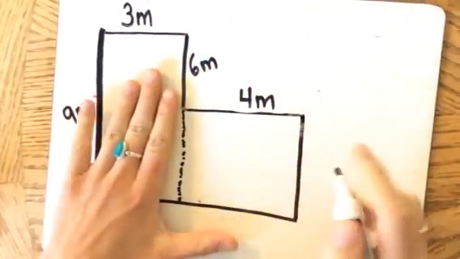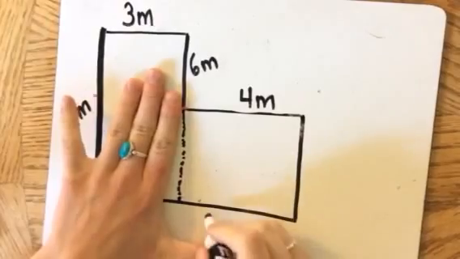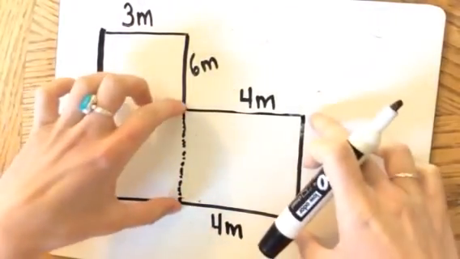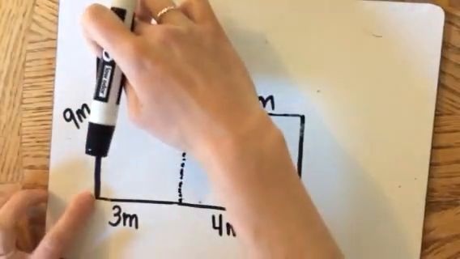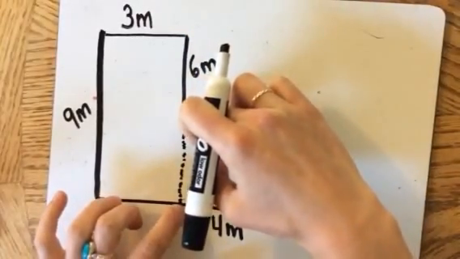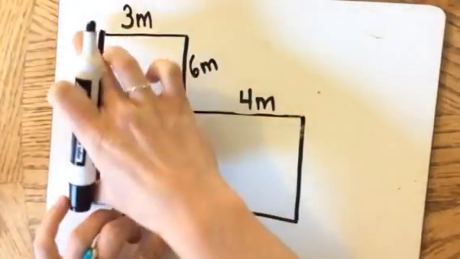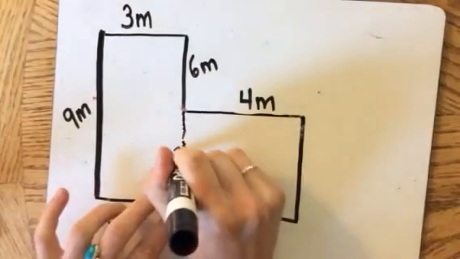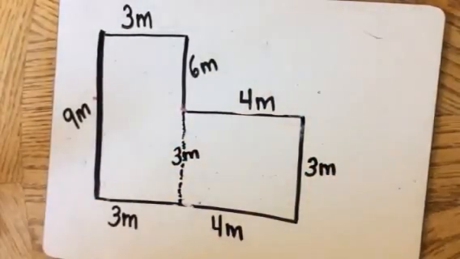And we know this one is 4 because if I just look at this rectangle, the 2 sides that are opposite to each other must be equivalent. But I don't know this one yet. So if I know this one over here is 9, and I know part of that is 6, the other part over here will have to be 9 subtract 6, which will be 3 meters. And over here, 3 meters.